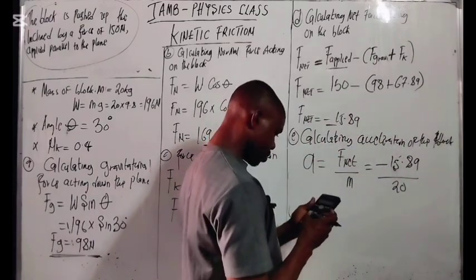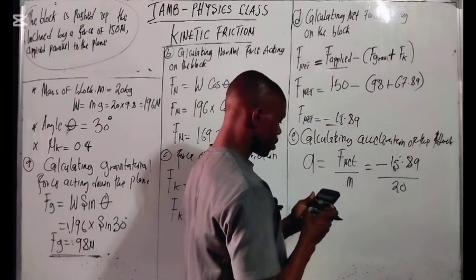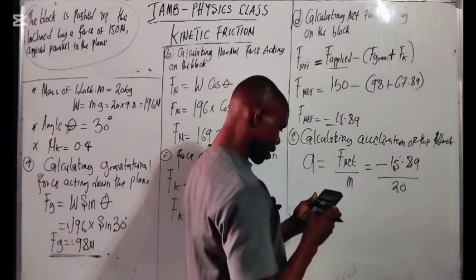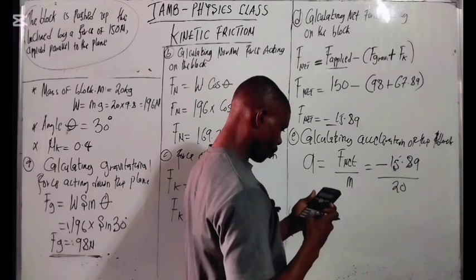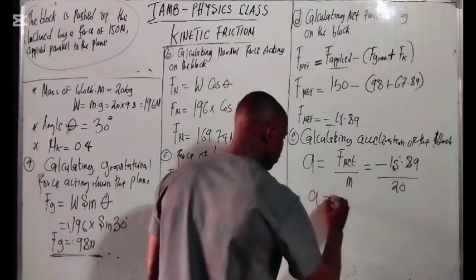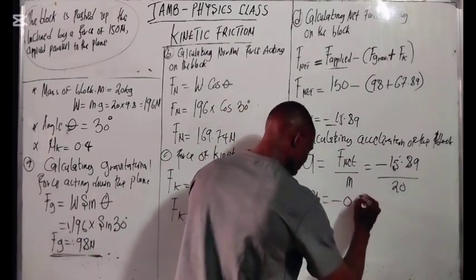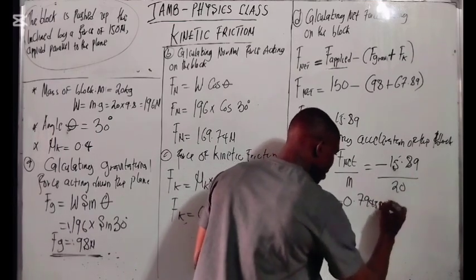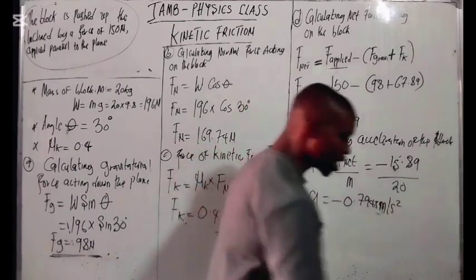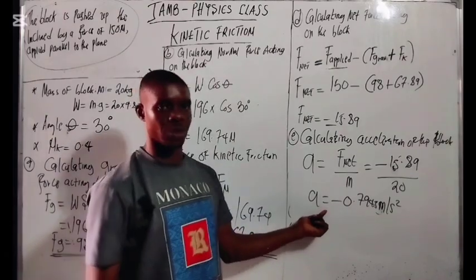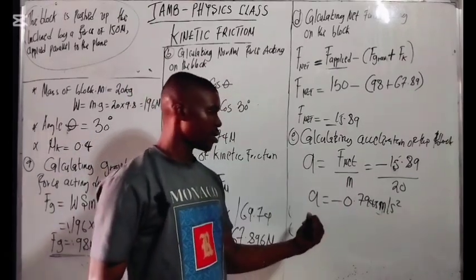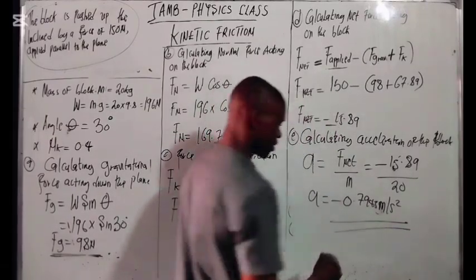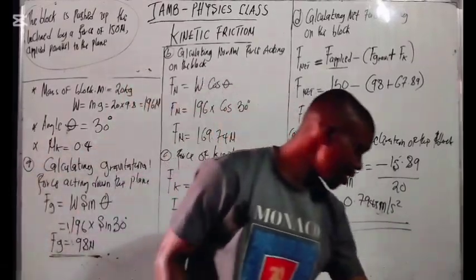So what is the answer here? So 15.89 divided by 20. So my acceleration here is going to be minus 0.7945 meter per second square. What does it mean here? It means that this acceleration is deceleration, that is decreasing, that is the meaning. It means that this one is deceleration. Hope you understand.